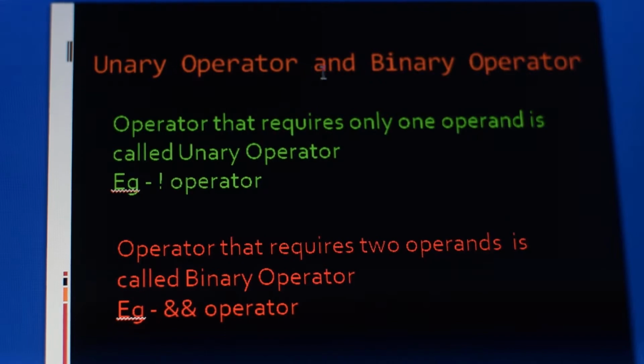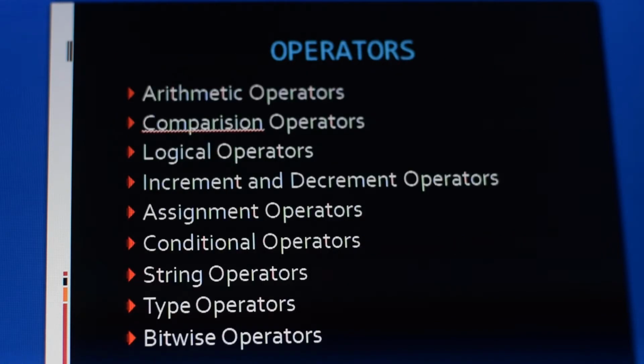Unary operator and binary operator. An operator that requires only one operand is called a unary operator, for example the NOT operator. An operator that requires two operands is called a binary operator, for example the AND operator. Here you see only one operand is there with NOT, and here two operands are there, so this is a binary operator and this is a unary operator.